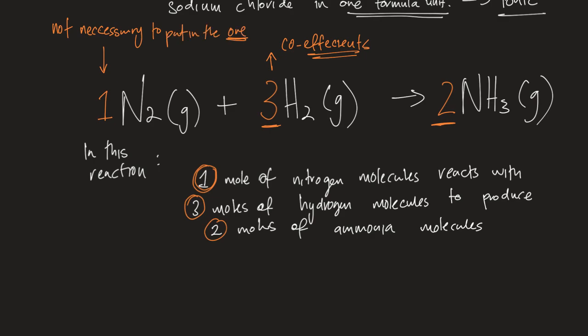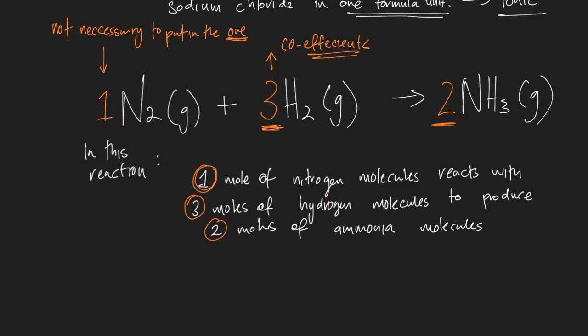Okay? But if the coefficient is greater than 1, then we must put in those coefficients. So how I would read it in words is 1 mole of nitrogen reacts with 3 moles of hydrogen to give me 2 moles of ammonia. That is how we read these reactions.